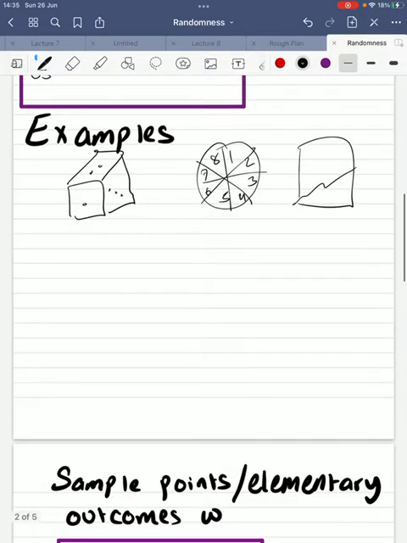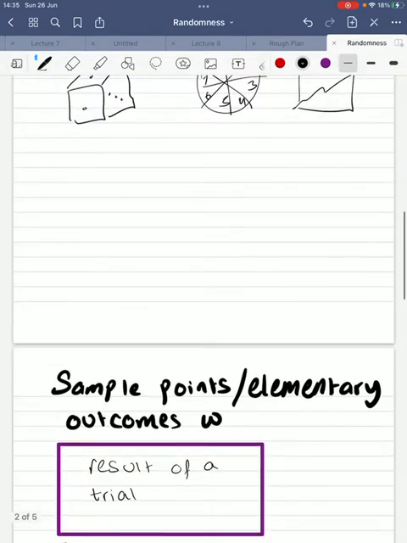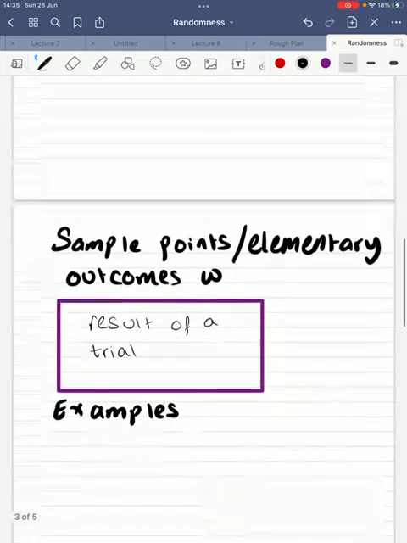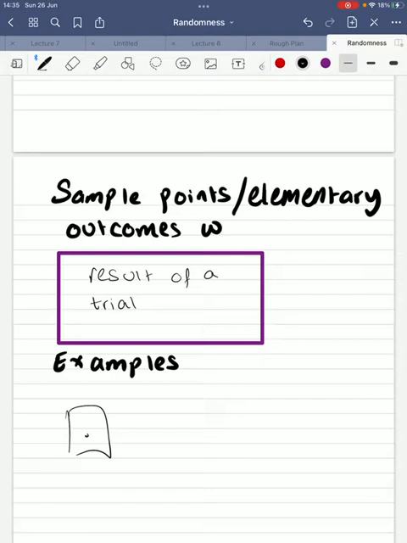Moving on to what we call sample points or elementary outcomes, which are usually denoted by omega. So this is the result of a trial. So a sample point is the result of a random experiment or a random trial. So for example, back to the dice example, say we roll a dice and say after the roll we get a number 1. 1 is a sample point. It's the outcome of rolling the dice. Similarly with the spinner, say we spun the spinner and we get the number 7. This is the result of a random experiment, and so on.